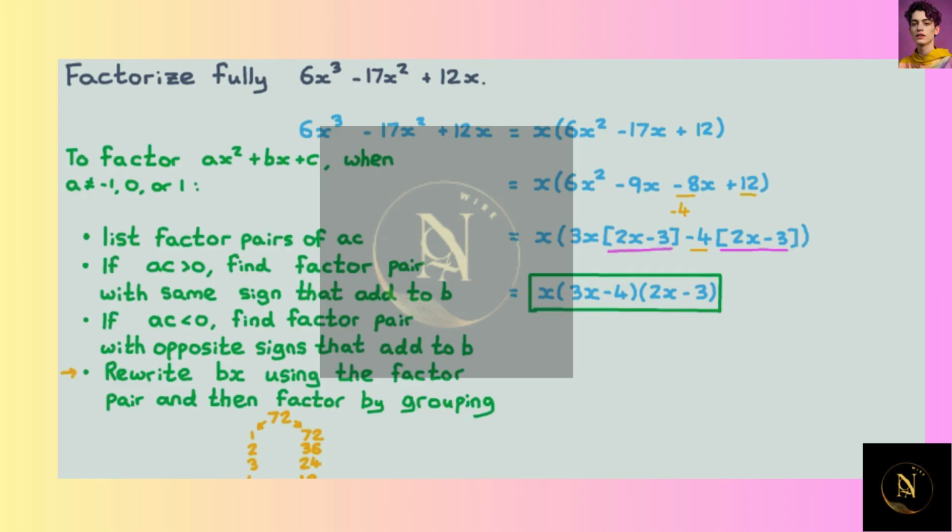Finally, we can note that our factors are linear and there are no common factors to take out, so we cannot factor any further. Hence, we have fully factored the expression to obtain x times 3x minus 4 times 2x minus 3.